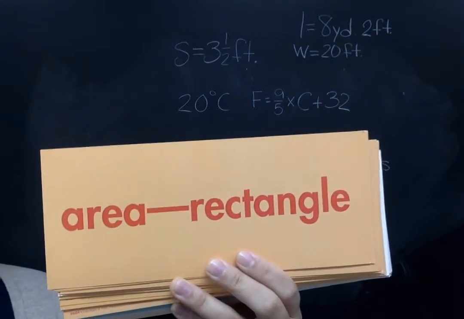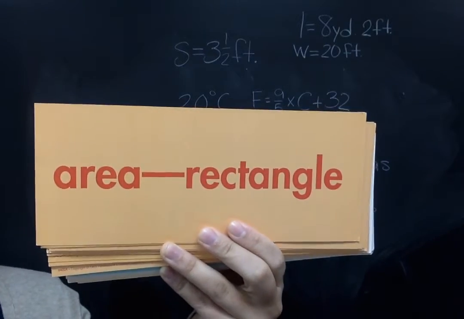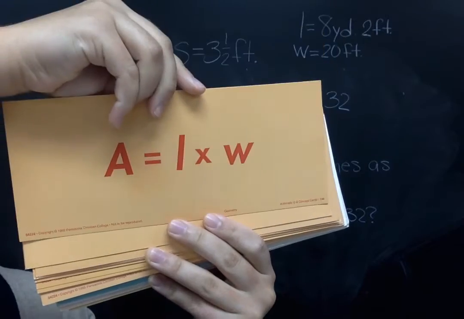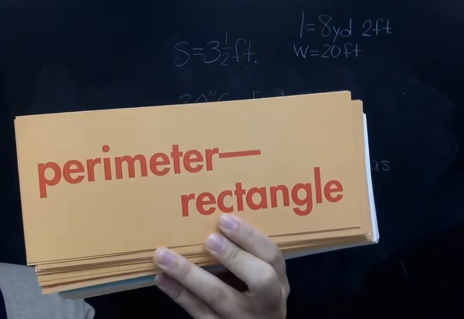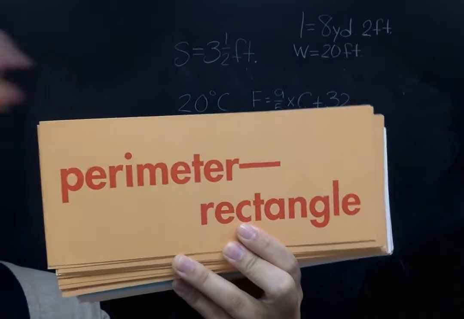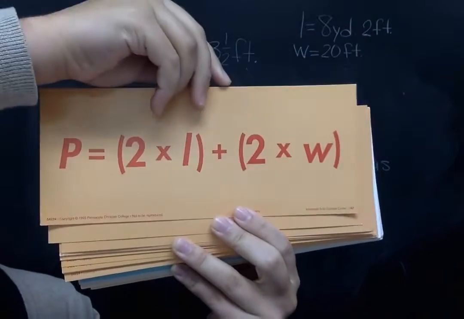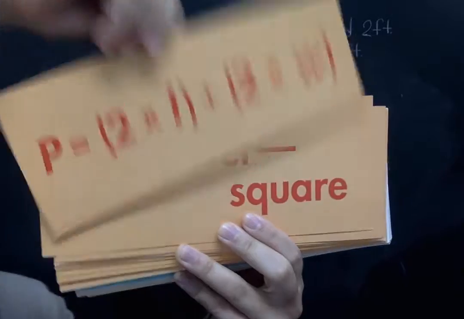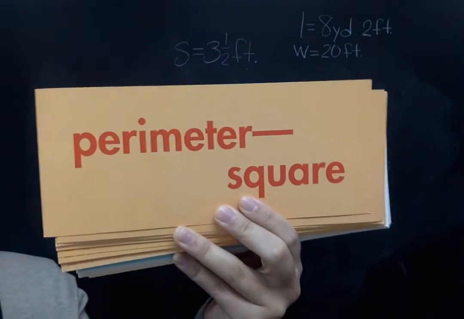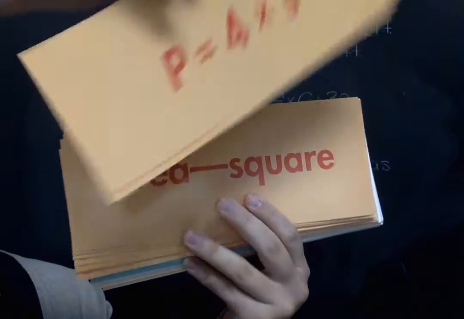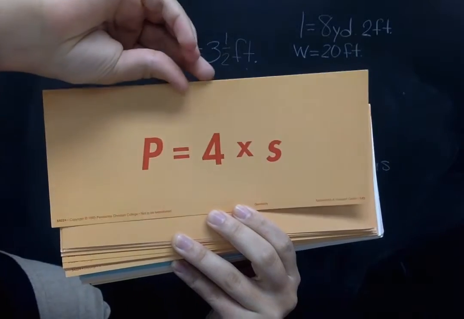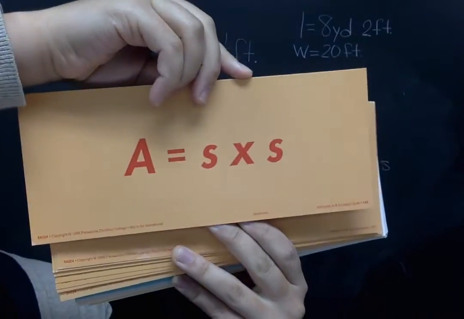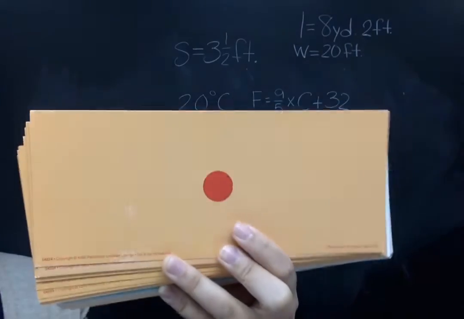Equilateral triangle. Formula for finding the area of a rectangle. A equals length times width. Formula for finding the perimeter of a rectangle. P equals, in parentheses, 2 times L plus, in parentheses, 2 times W. Formula for finding perimeter of a square. P equals 4 times S. Area of a square. A equals S times S.